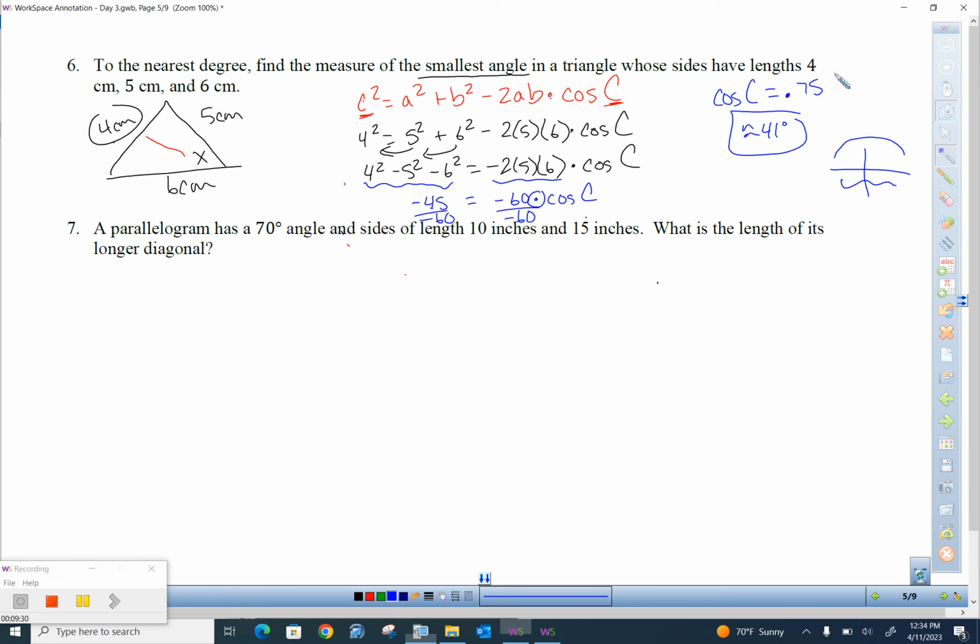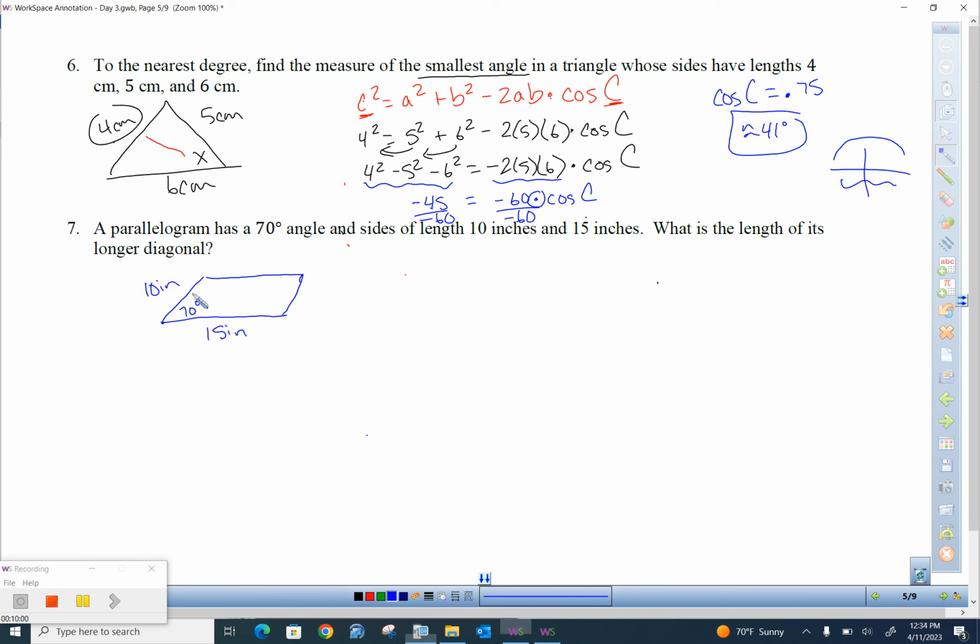All right, number 7, it gives us a parallelogram. Okay, so as a reminder, we've got 2 pairs of parallel sides in a parallelogram. And it says we've got a 70-degree angle, so I'm going to put it down there. And side lengths of 10 inches and 15 inches.